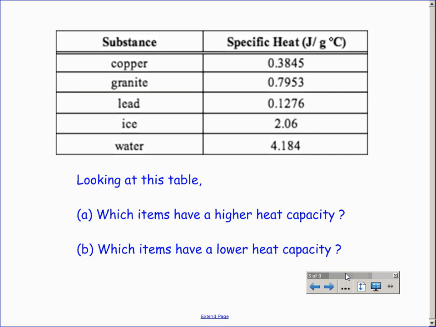Looking at this table, which items have a higher heat capacity and which items have a lower heat capacity? We'll discuss this in class. Take a look at it.